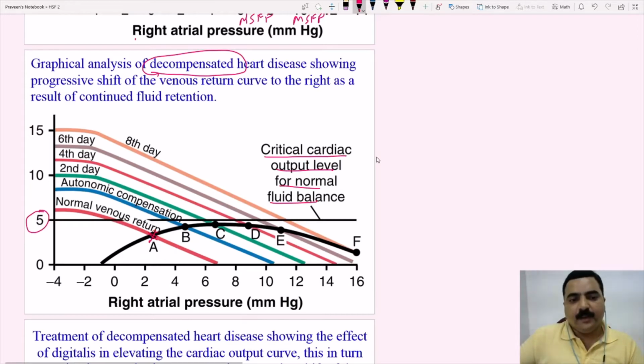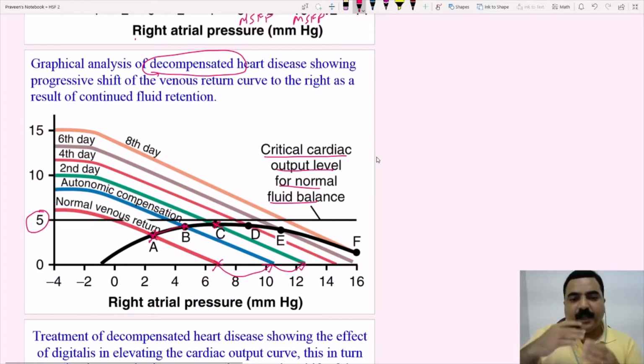Now what has to be done? You are doing the sympathetic stimulation, and then the mean systemic filling pressure is shifted from here to here, to the 10. Okay, so what has happened? The cardiac output has come to the point B, but you can see it has not reached the critical value. So if the critical value is not reached, again the RAS system is trying to bring it up. The RAS system is fully functioning and it is unable to reach the critical value.